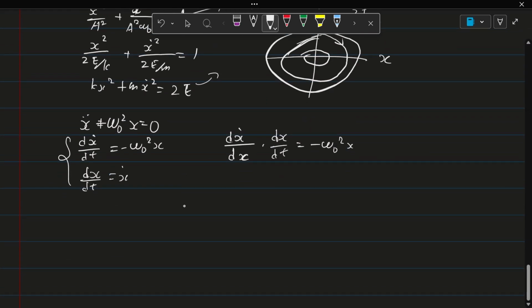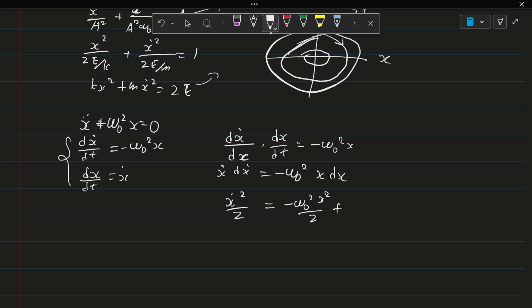But notice that this is x dot. So you could get dx dot times x dot would equal negative omega 0 squared x dx. And so you could solve this differential equation. This would be x dot squared over 2 equal to negative omega 0 squared x squared over 2 plus a constant. So you would get pretty much omega 0 squared x squared plus x dot squared equaling C, or basically this is just an ellipse. And so it's basically the same idea.